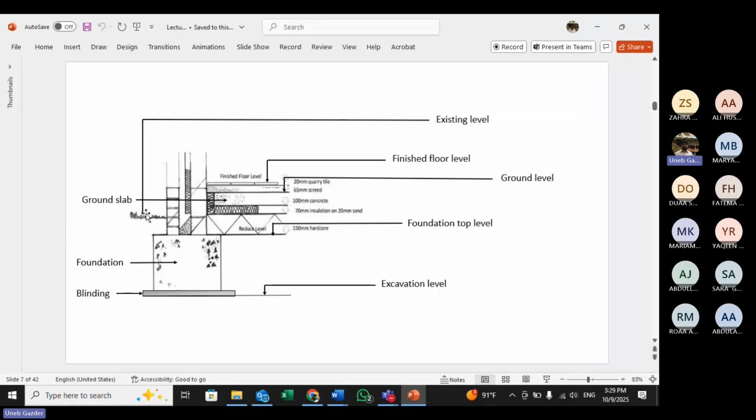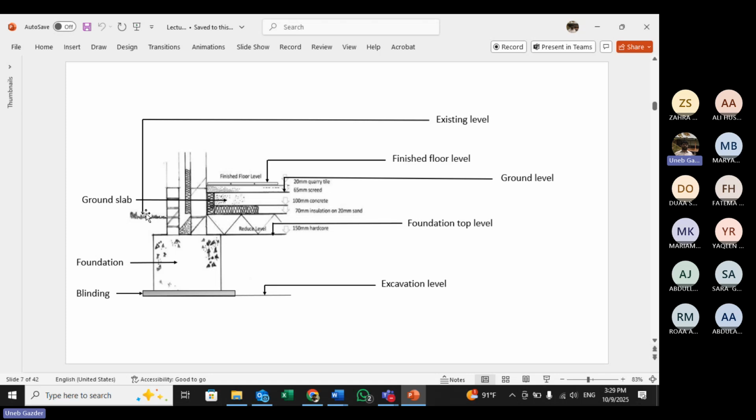But here they are using the terms ground level and ground slab as the slab and the level of the structure, of the floor. Okay, the floor after the construction. So keep it in mind.